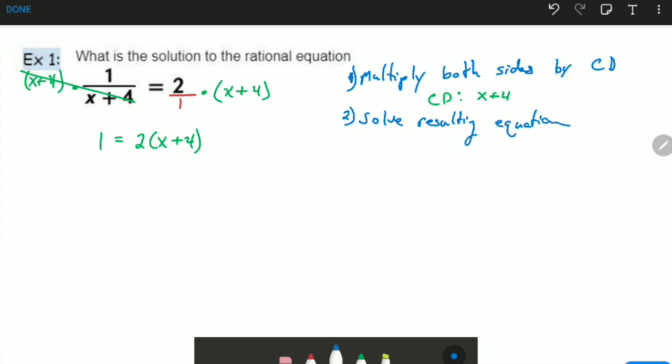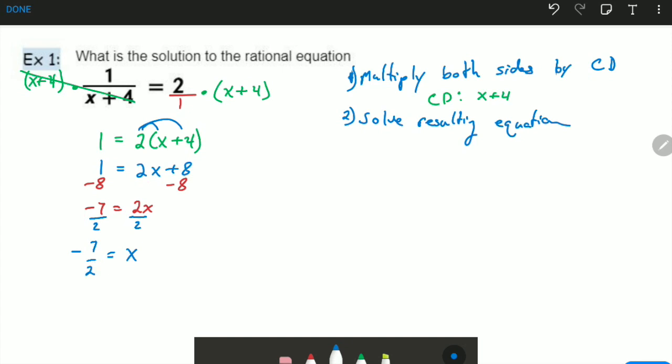Sometimes that's a linear equation, sometimes that's a quadratic equation, and depending on what the result is, determines the steps that you actually have to take. In this case, it looks like it's a linear equation, so I'm just going to distribute and then do reverse order of operations. So we'll have 2x plus 8, subtract 8, we'll have negative 7 equals 2x, and then we'll divide by 2. So x is equal to negative 7 over 2.